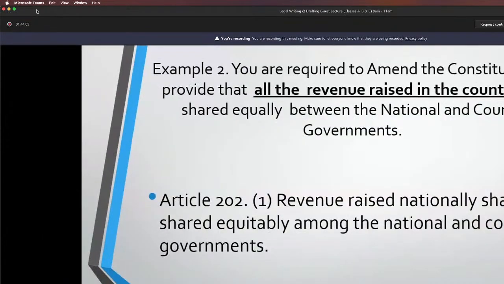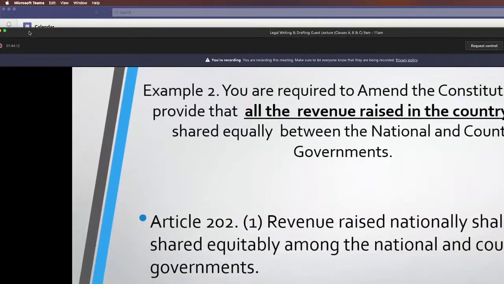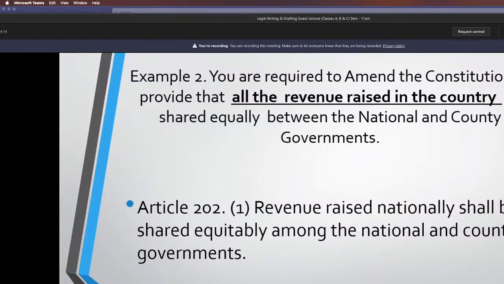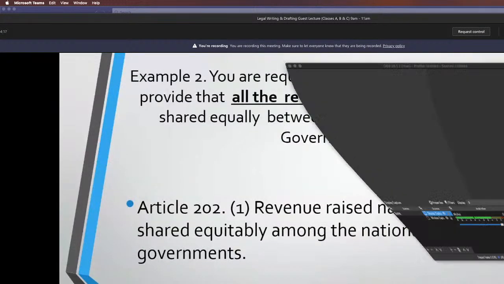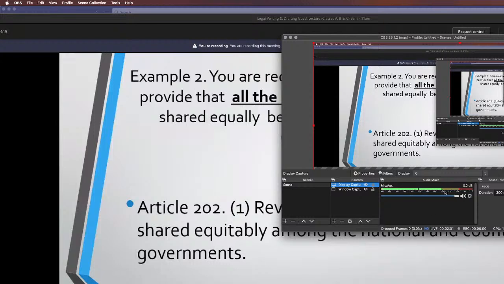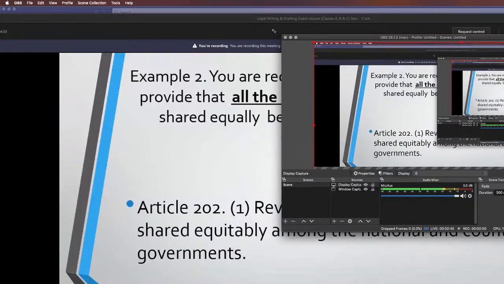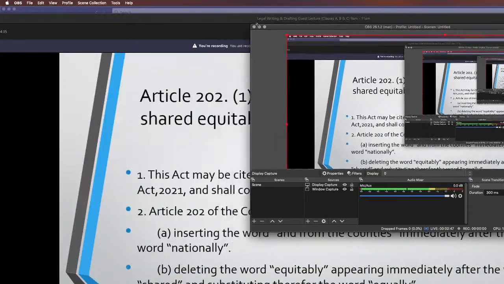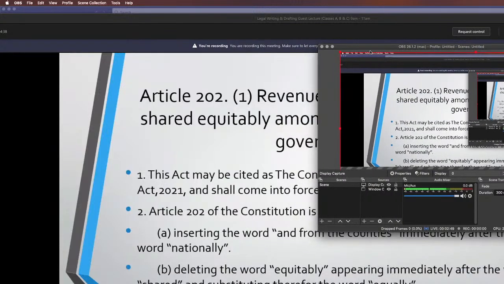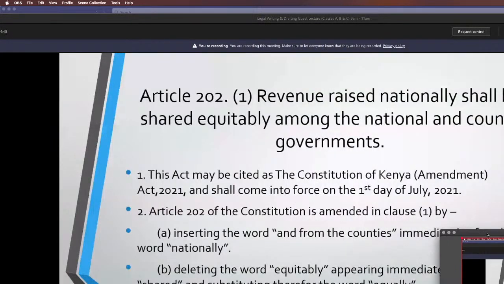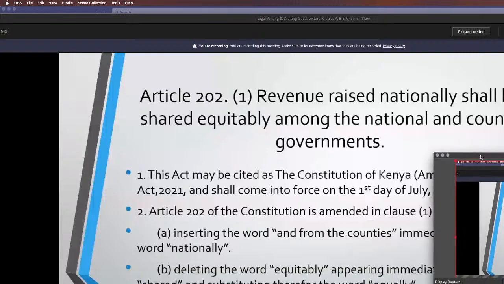Now, for us to do that amendment, the same article, the same provision of the Constitution is what we have to deal with. This is Article 202, Clause 1 of the Constitution, which says that revenue raised nationally shall be shared equitably among the national and county governments. We have already looked at that provision. So let's try to amend this one to meet the requirements and the instructions of this particular client. We have it up there. I keep on repeating it. It says revenue raised nationally shall be shared equitably among the national and county government.